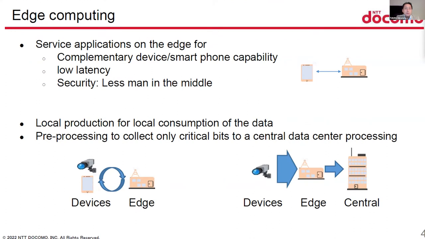And regarding edge computing, we think the service application on the edge is for complementing the device and smartphone capability. I mean that the applications should work on the edge in a complementary manner with the device and smartphone capability. And of course, low latency is a very important characteristic of the edge computing, edge server. Security also, with less man in the middle. And local production for local consumption of the data is of course very important. Recently, private network is one of the major trends, and this trend will progress. And pre-processing to collect only critical bits for the central data center processing.